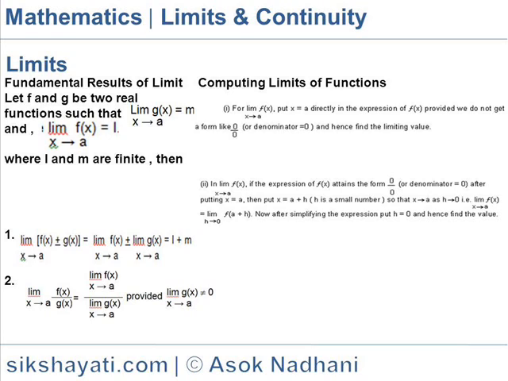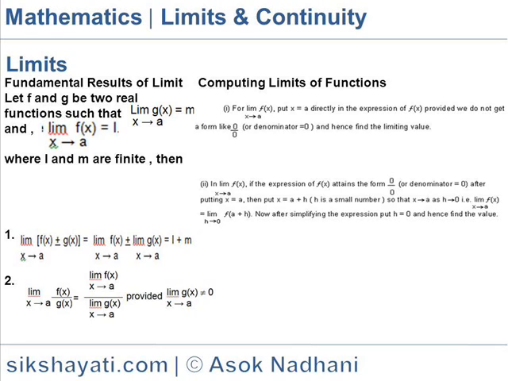Number 2, limit of f(x) by g(x) when x tends to a is equal to limit of f(x) as x tends to a divided by limit of g(x) as x tends to a, provided limit of g(x) as x tends to a is not equal to 0, because in that case the denominator would become 0.